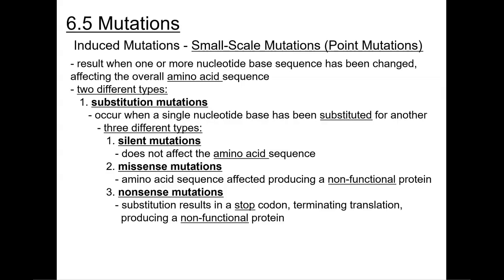The second type is called a missense mutation. That's where the amino acid sequence affected produces a non-functional protein. So instead of being functional anymore, now it's non-functional, so it does not do its job. And then the third is called a nonsense mutation. This substitution results in a stop codon, and so that terminates the translation of the gene that's being copied, and it produces a non-functional protein.